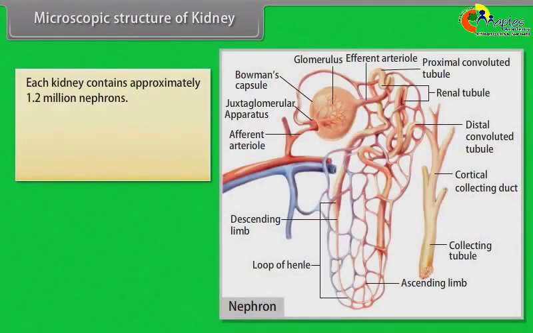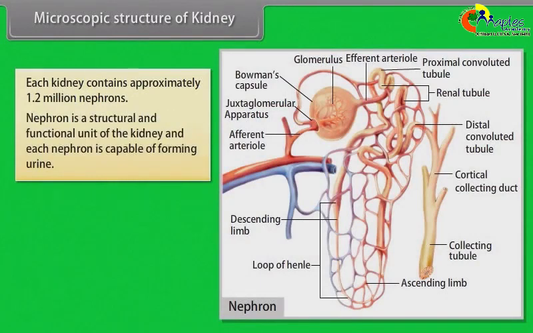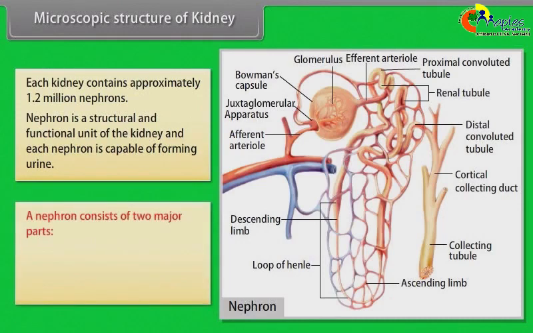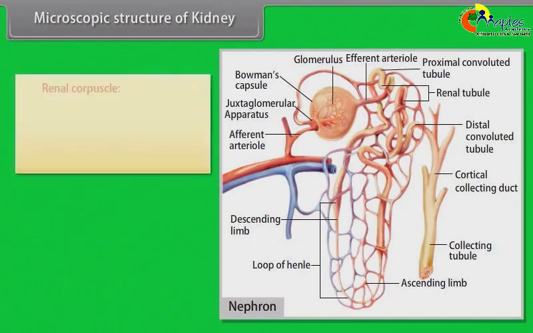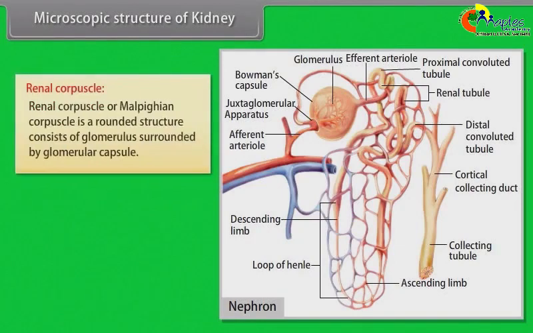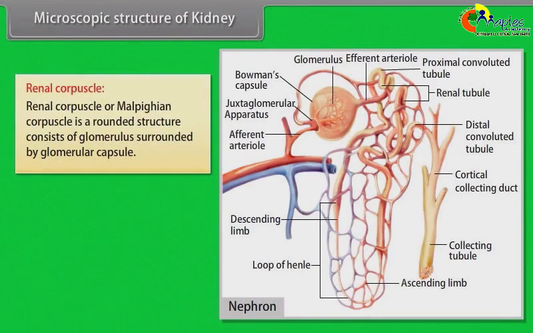Microscopic structure of kidney. Each kidney contains approximately 1.2 million nephrons. Nephron is a structural and functional unit of the kidney, and each nephron is capable of forming urine. A nephron consists of two major parts: renal corpuscle and renal tubule. Renal corpuscle or Malpighian corpuscle is a rounded structure that consists of glomerulus surrounded by glomerular capsule.